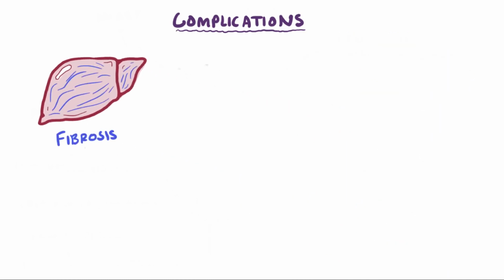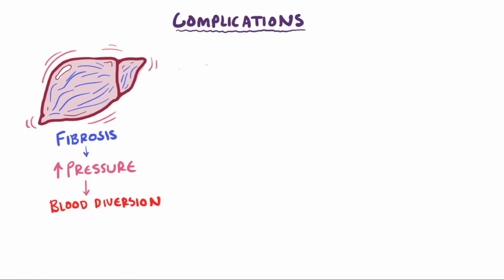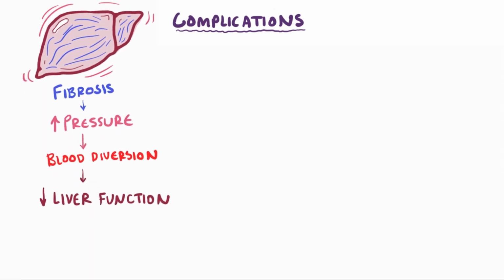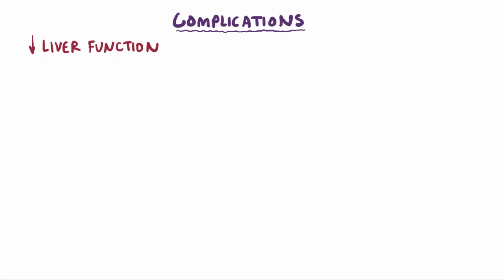The fibrotic tissue, pressure buildup, and diversion of blood from the hepatic circulation essentially reduces the number of functional sinusoidal veins, and the number of functional portal triads in general. As you have less and less of these basic liver functional units, your liver becomes less and less able to do its job of detoxification, right?